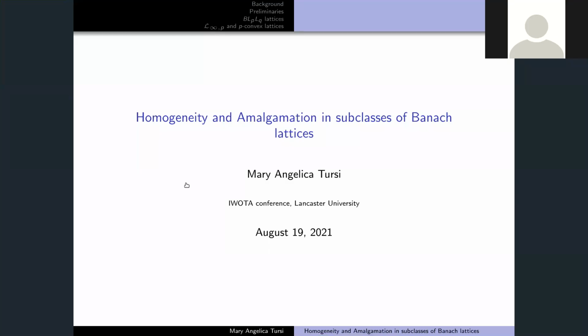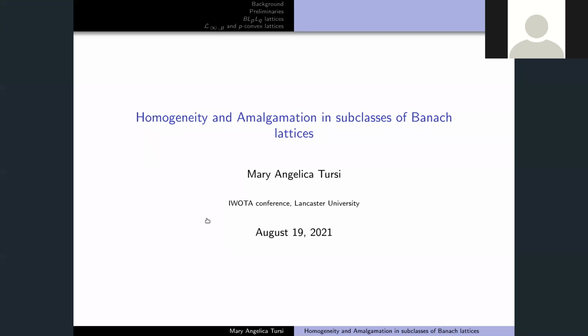Third and final speaker today, this special session. So Mary Angelica Tursi, I think once upon a time of the University of Urbana in Illinois, is that right? Yes. Okay, and Mary is going to tell us about homogeneity and amalgamation in subclasses of Banach lattices. So please. All right, well, thank you for inviting me to give this talk.